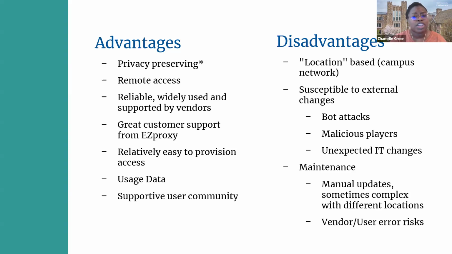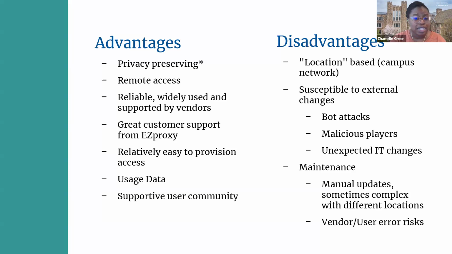Secondly, we have malicious players who might engage in web scraping and mass downloads, and sometimes it can be easier for these malicious players to hide behind an IP. And we might have unexpected IT changes, such as IP changes at an organization, or if there are any changes in how you provision IP to your library or to your institution, you might have to go through the laborious process of updating your IP addresses with vendors.